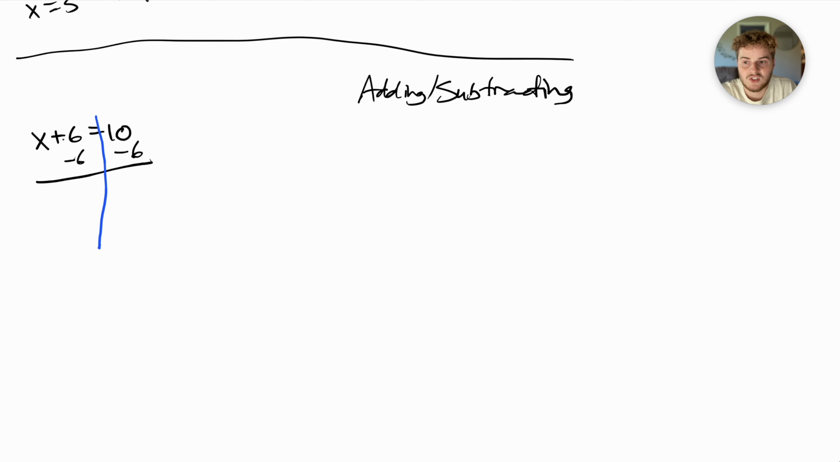So we know that 6 minus 6 goes to 0, so they cancel out, and that leaves us with just x on the left side. 10 minus 6 equals 4. So we say that x equals 4. Now we can check this by plugging that back into the variable. So we're saying that x equals 4, and we had x plus 6 equals 10 to start with. So let's say that in this situation, x equals 4 instead. 4 plus 6 equals 10, and that's a true statement, meaning that we solved the equation correctly.